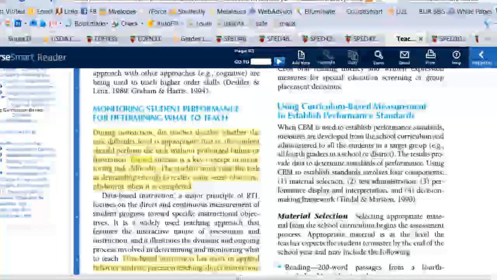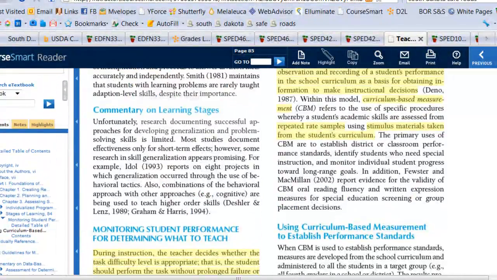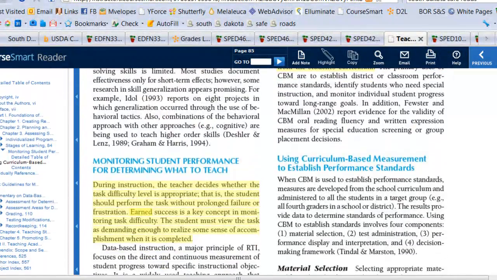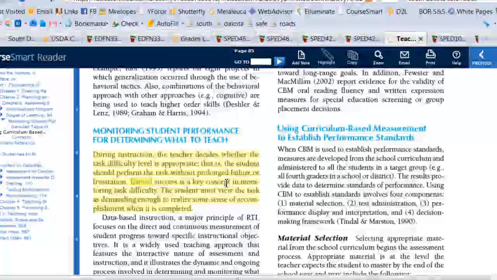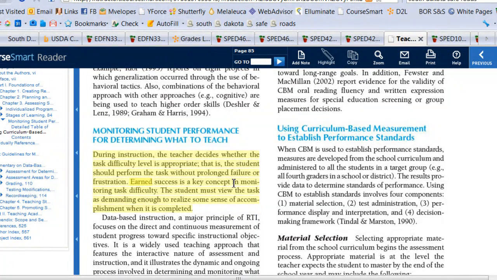So now we get into this next step, and that is monitoring. Monitoring the performance for determining what to teach. We're still in what to teach. And again, if I can read this, during instruction, the teacher decides whether the task difficulty level is appropriate. That is, the student should perform the task without prolonged failure or frustration.